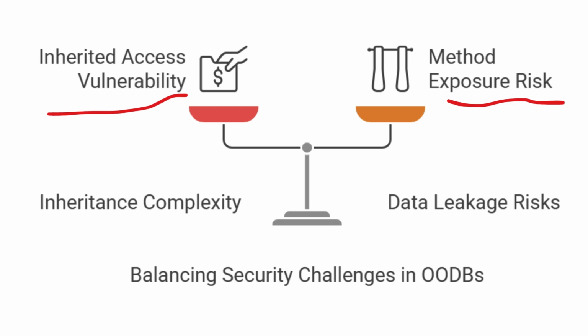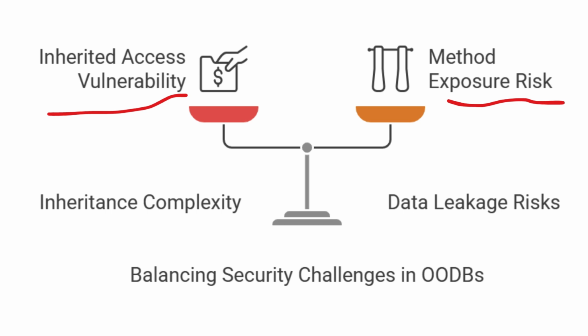Imagine an attacker finds a hidden function called getAdminPassword inside an object. In a poorly secured database, they could execute that method and retrieve administrative credentials. That would give them full control over the database, potentially leading to a massive breach. Because OODB store both data and methods, proper security policies are needed to ensure users only access what they are authorized to use.